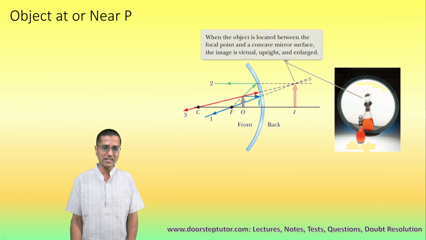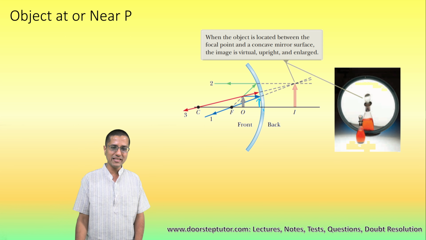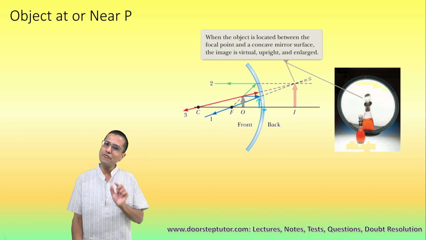Of course, we cannot put the object right at the pole, because at the pole the mirror exists, so there is no way to put the object there. But ultimately that is the case we are trying to understand: if the distance between the pole of the mirror and the object is very, very small, infinitely small, then where would the image be formed?